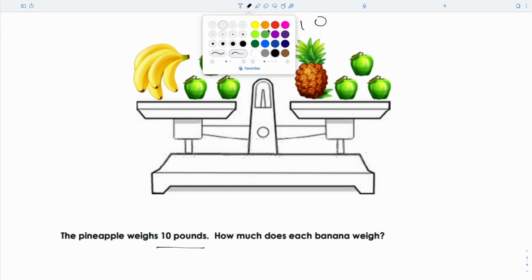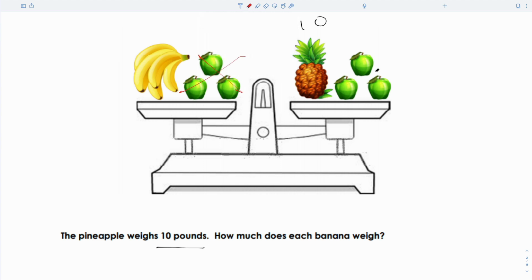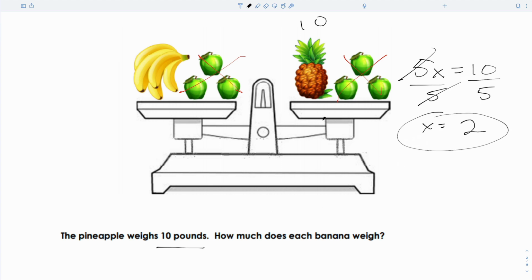So, each of the apples, I'm assuming, weigh about the same. So we cross those out; they don't matter to our equation. And that only leaves the pineapple and our bananas. And since the pineapple and the banana are both equal on the scale, they both weigh 10.